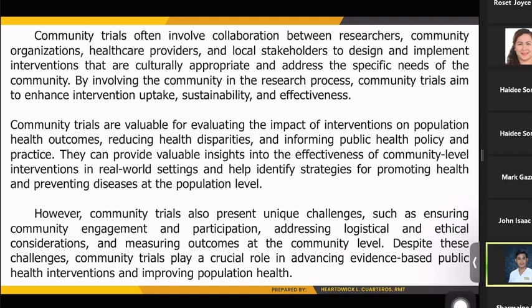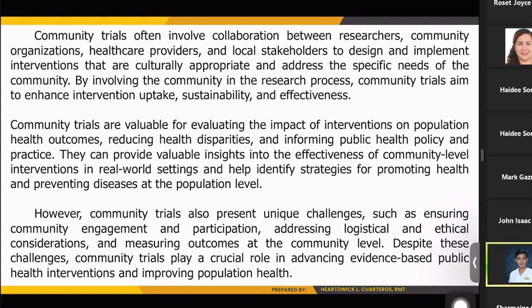Community trials are valuable in evaluating the impact of interventions on population health outcomes, reducing now health disparities and informing public health policy and practice. So they can also provide valuable insights into effectiveness of community level interventions in real world settings and help identification of strategies in promoting health and prevention of disease at the population level.